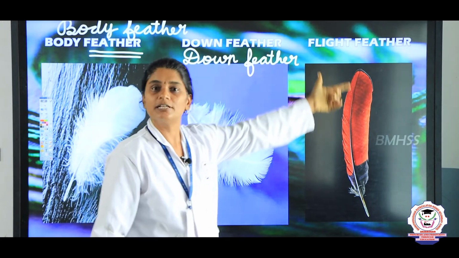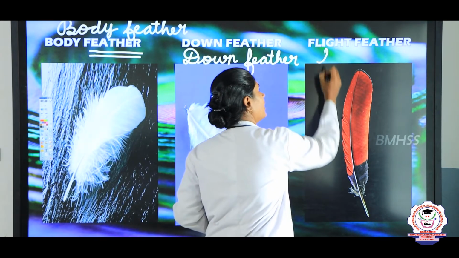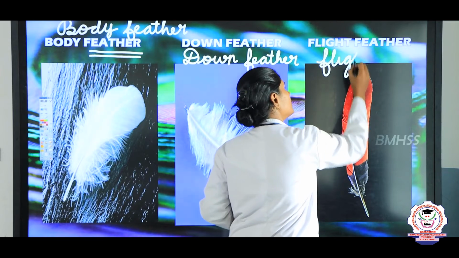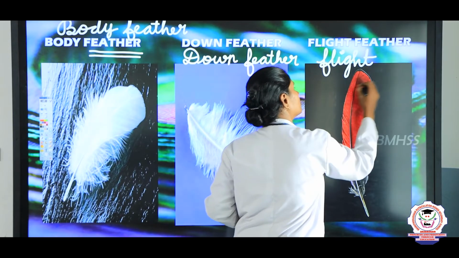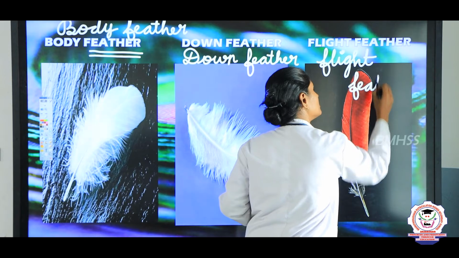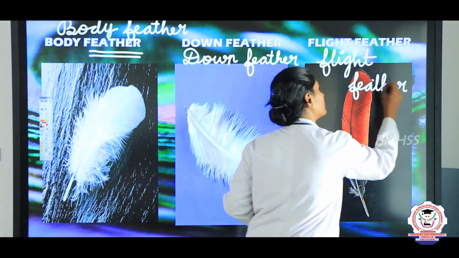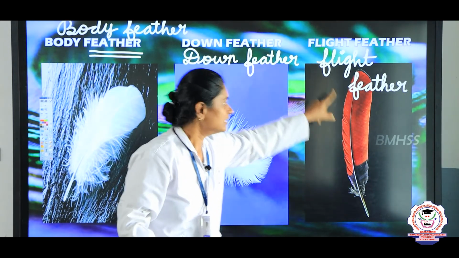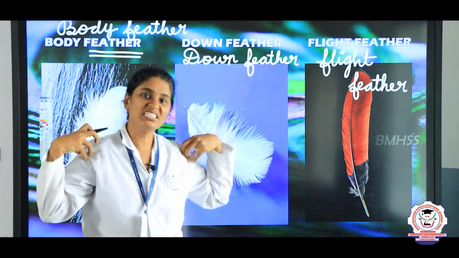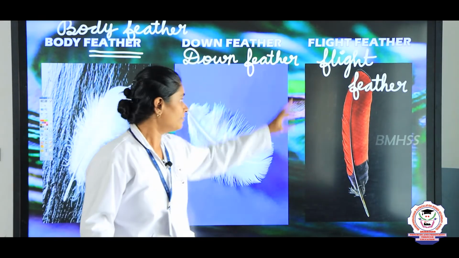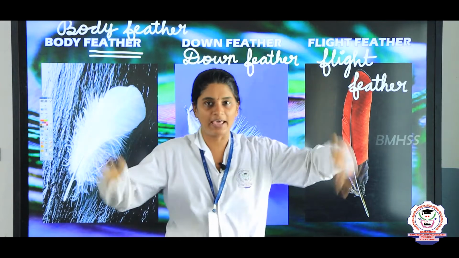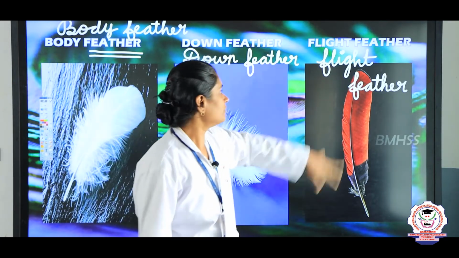And the third type is flight feather, F-L-I-G-H-T, flight feather, F-E-A-T-H-E-R. So what is this flight feather? This flight feather is present in the wings and in the tail. This flight feather helps the bird to fly, right? So that is the function of the flight feather.